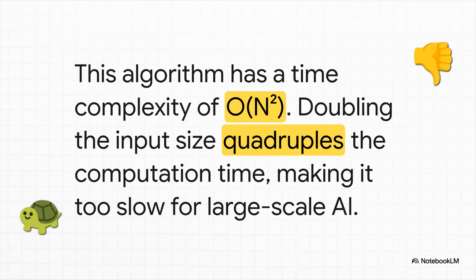The problem has a name. We call it O(n²) complexity. What that really means is that if you double the size of your input, the time it takes to compute everything doesn't just double, it quadruples. For the insane datasets used in modern AI, this kind of quadratic growth isn't just slow, it's an absolute non-starter.